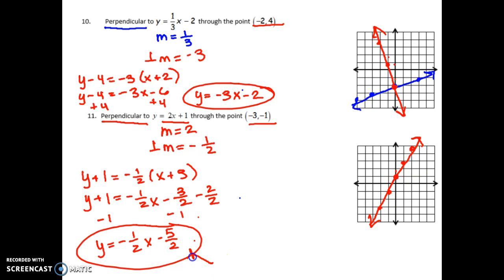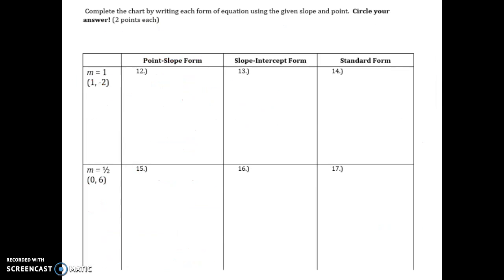Now for this line, I'm going to start at negative 5/2, which is actually negative 2.5. And my slope is negative 1/2. So I'm going to go up 1 to the left 2, up 1 to the left 2. So when I graph it, it's going to look like this. And it's going to be perpendicular. All right, so moving on.